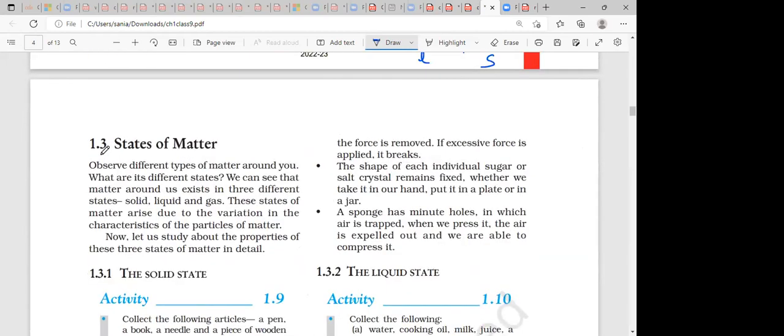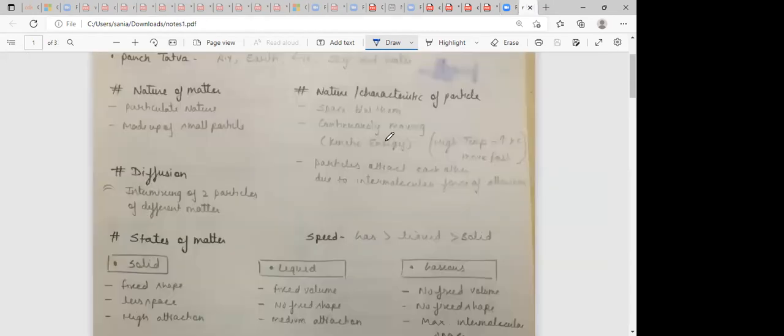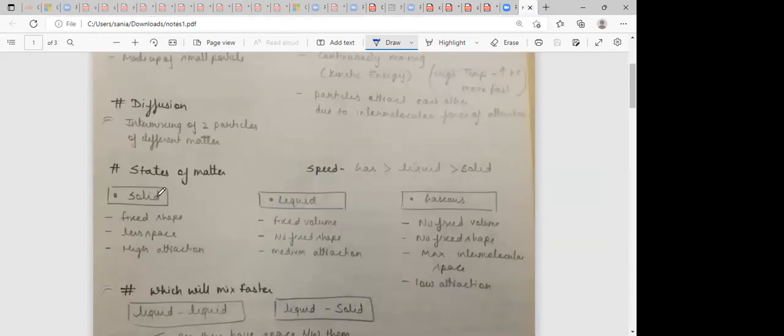Okay, now the next one is states of matter. This is going to be very important. I'll just give you a rough idea about it. States of matter, basically we have three states: solid, liquid, and gas. You are not going to write so much. Two or three things are more than enough.